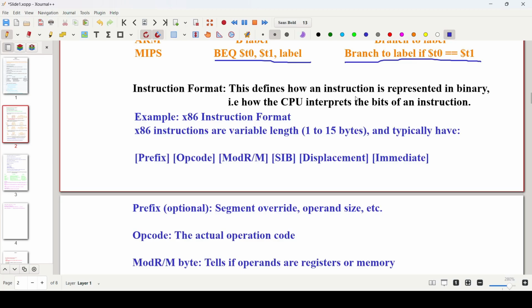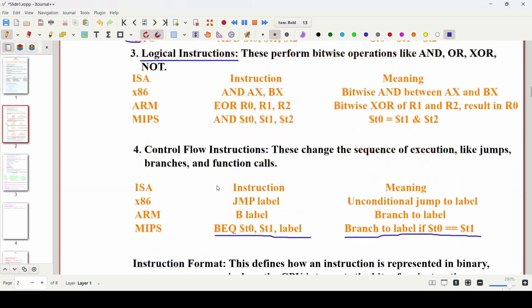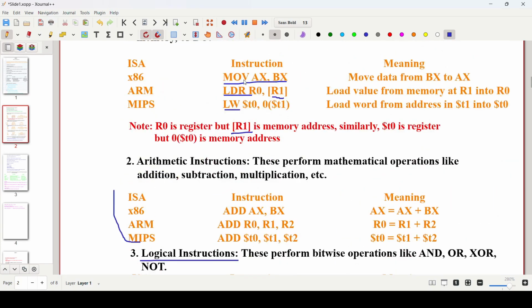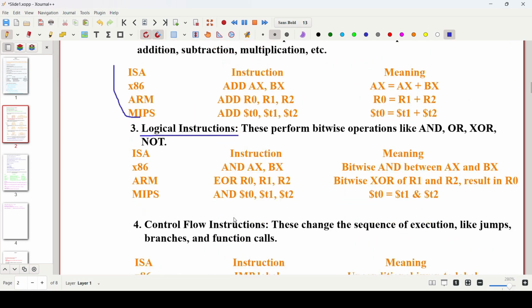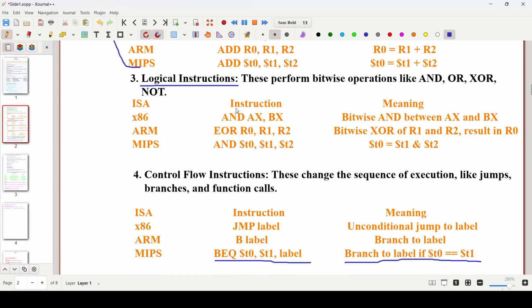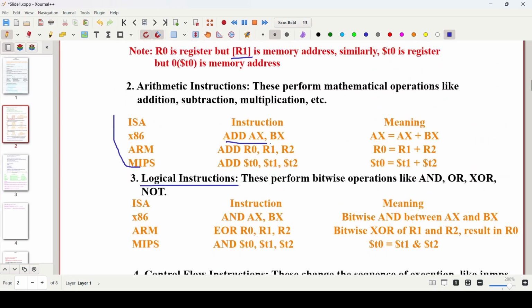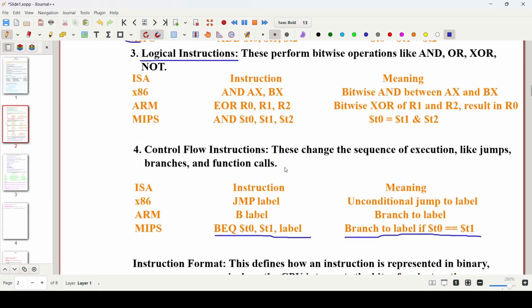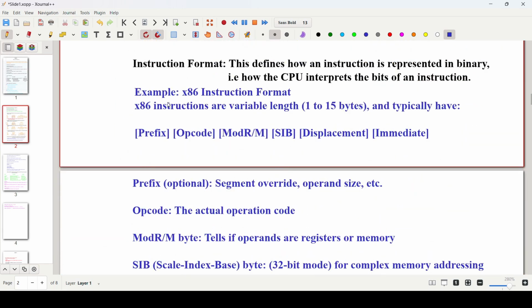Okay. Now let us discuss the instruction format in detail. It defines how the instruction is represented in binary. That is how the CPU interprets the bits of an instruction. So all the instructions that we have written here, MOV, LDR, LW, ADD, these instructions are actually human readable. The CPU cannot understand them directly. So what the CPU does is convert these instructions into binary format. Okay, let's take an example to understand.